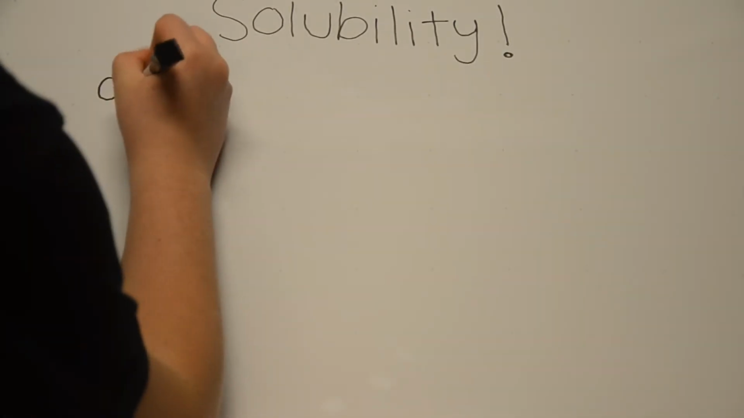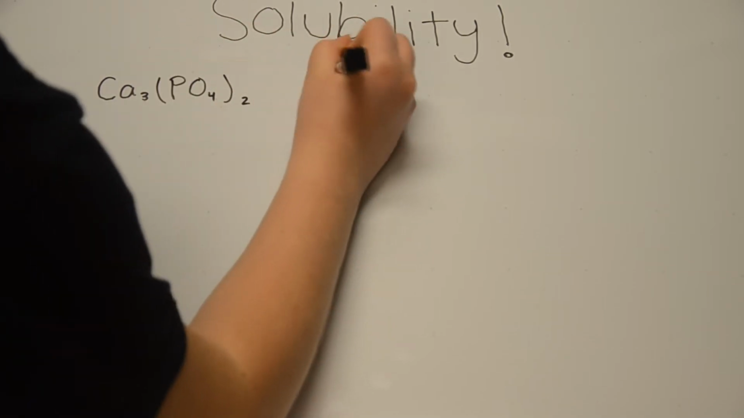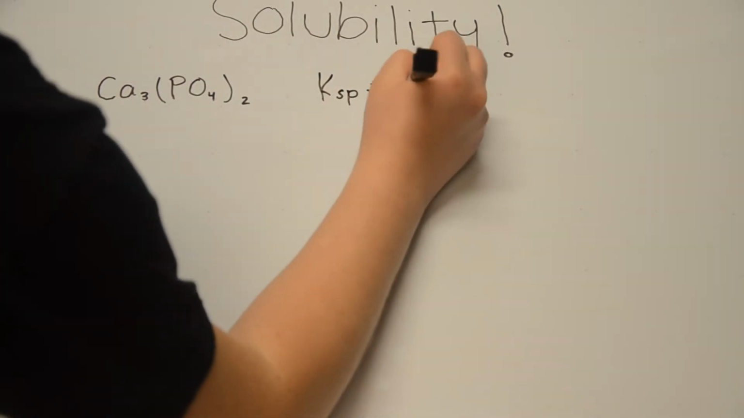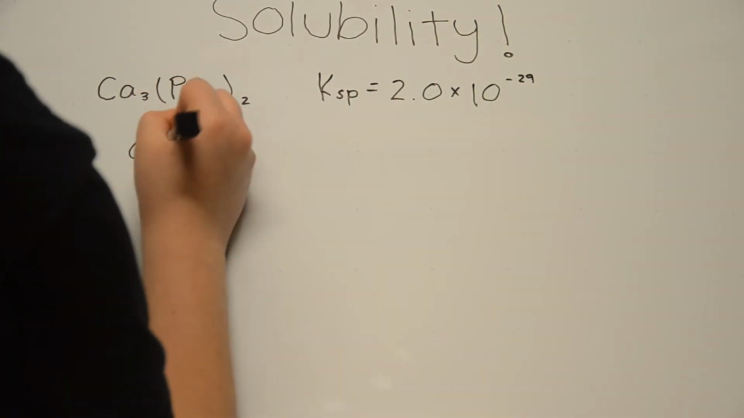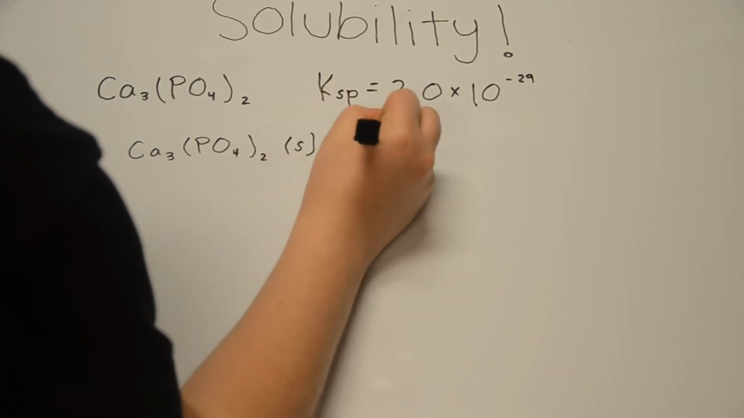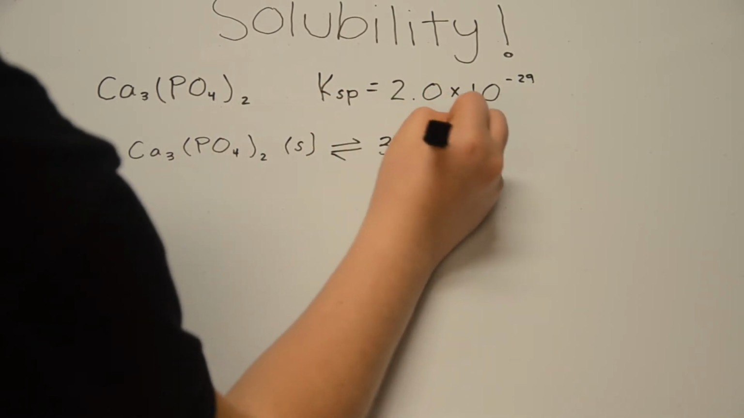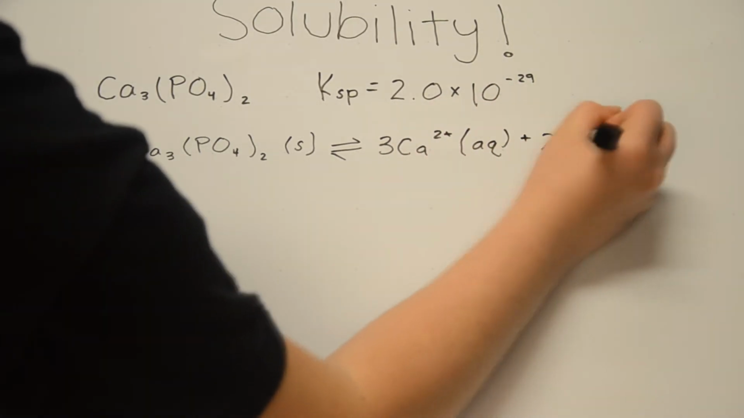Now, Jesse, why don't we start off with some calcium phosphate? There's a Ksp of 2.0 times 10 to the negative 29th power. From this information, we can set up an equilibrium equation of calcium phosphate solid yields 3 Ca2+ plus 2 PO4 3-.